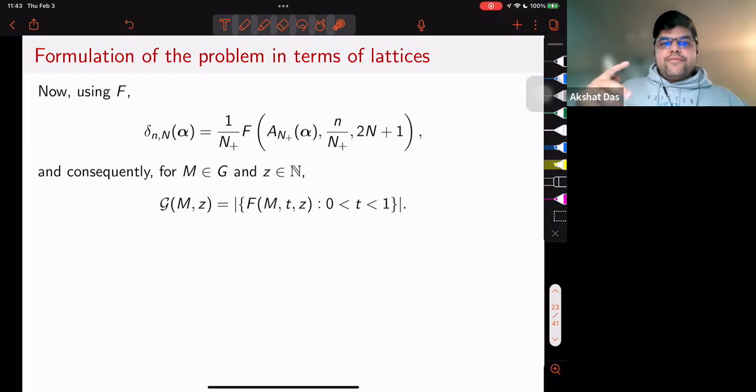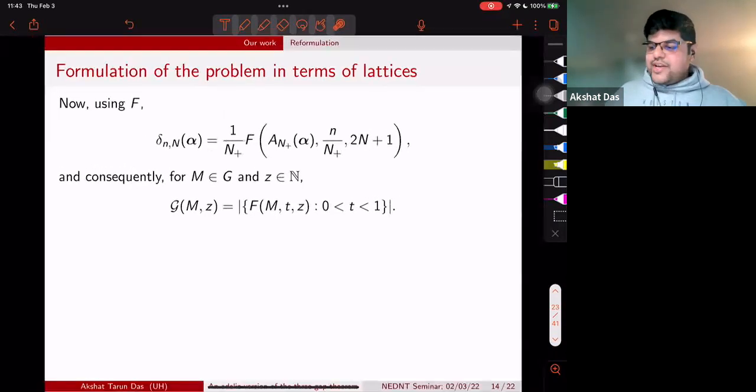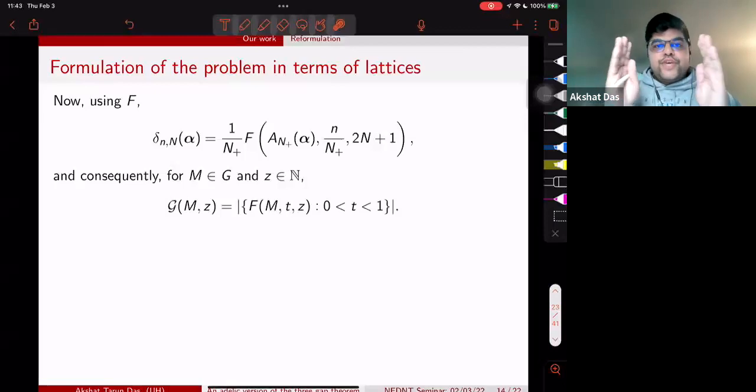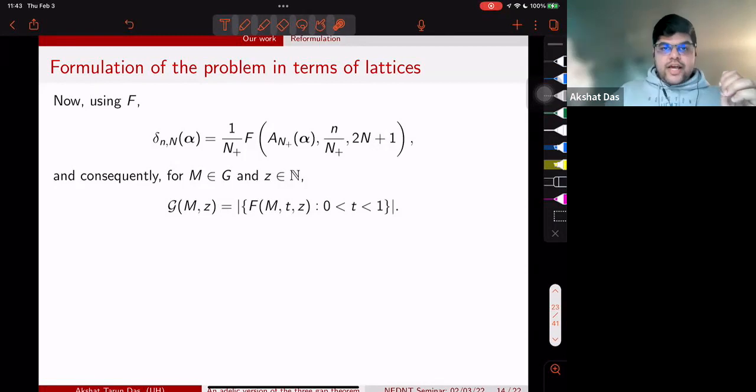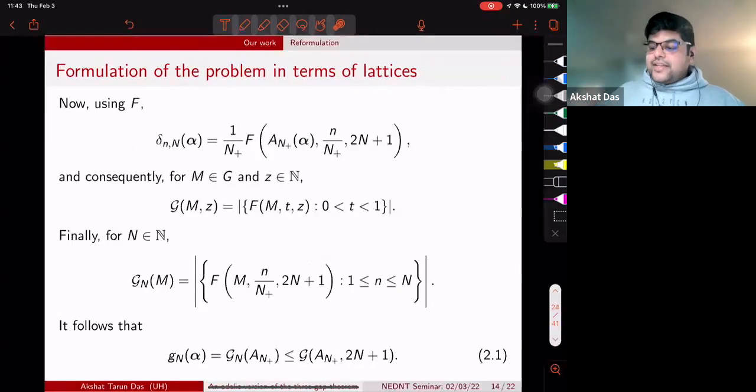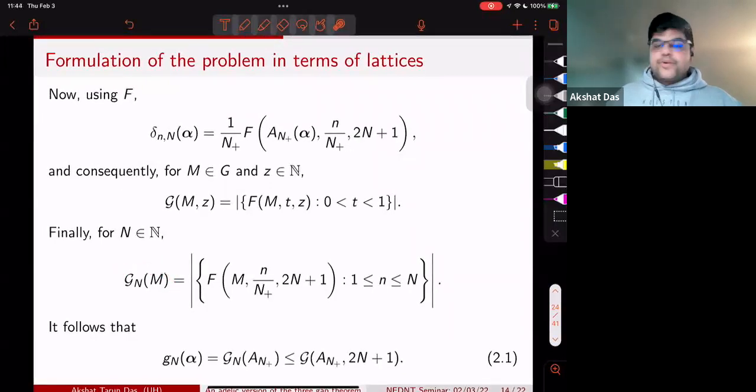But the ultimate goal was to write the function little g of N_p and alpha, which was counting the number of distinct nearest neighbor distances, in terms of a function on the space of lattices. So let's define script G for any lattice M and natural number Z. If you recall, the set Q_M,t,Z was defined for a particular value of t. Now we let t vary between 0 and 1 and see what are the distinct values that f takes. Then the script G function calculates the number of distinct values that the function capital F sees. And finally, for a particular value n in the natural numbers, let's define script G_n, which is the number of distinct points that the function f takes for the particular case when t is equal to n over N_p. So this is again our particular case.